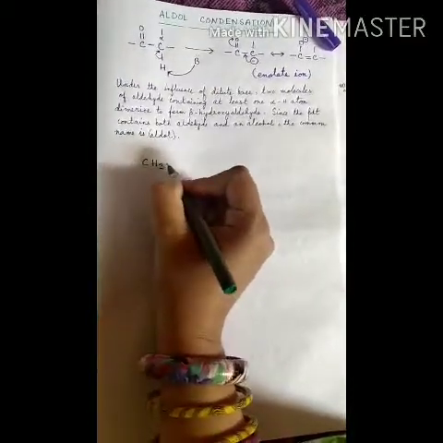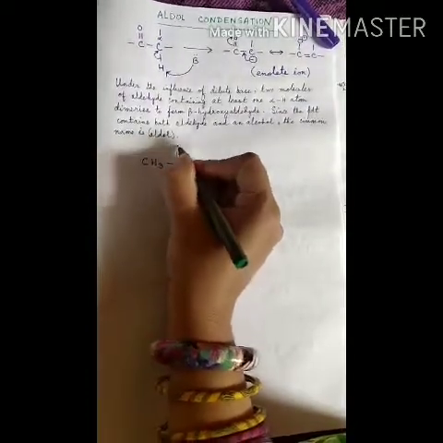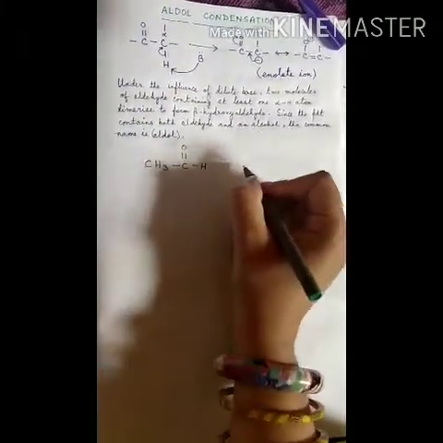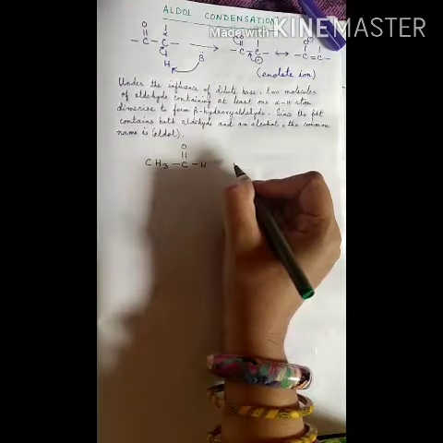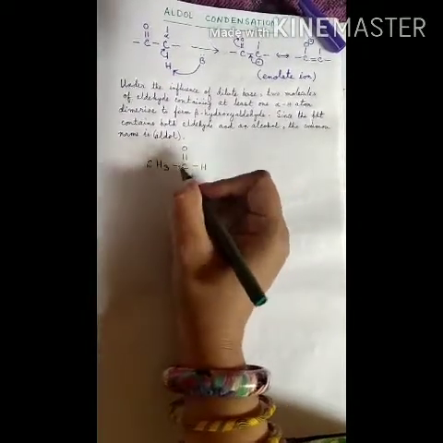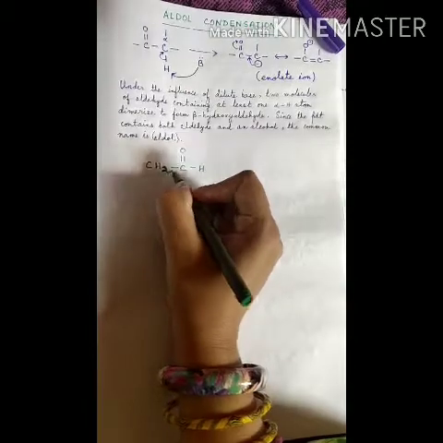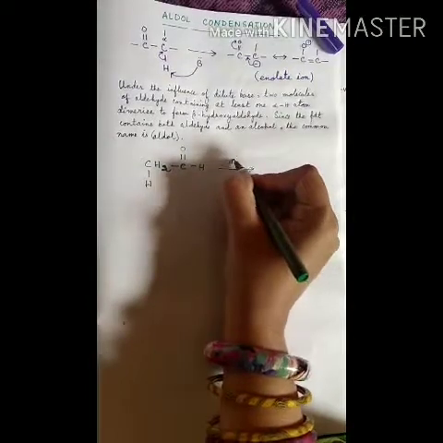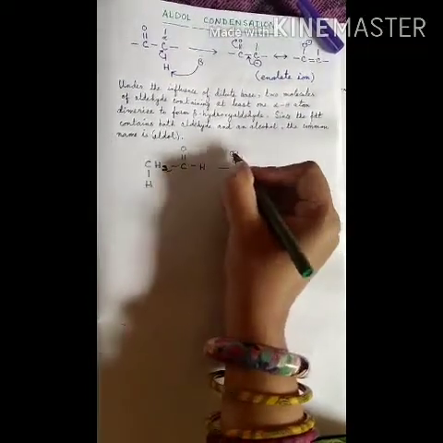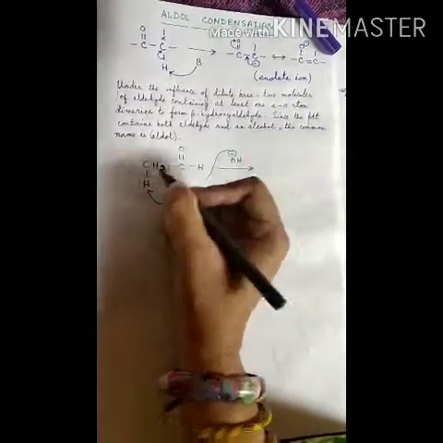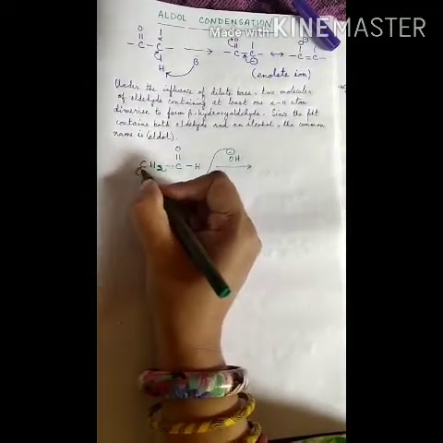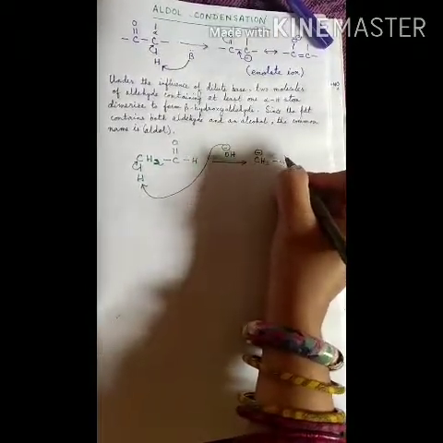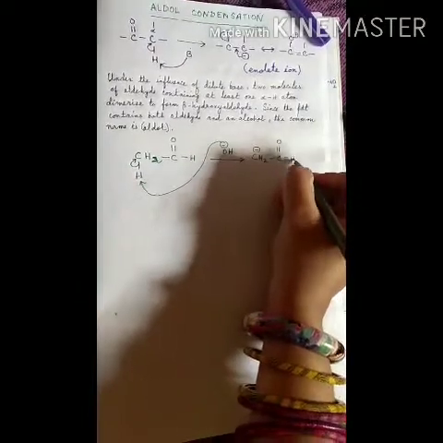CH3, C double bond O, H. Okay. Now here what happens? At first, a base is produced from here. How? If I write it in this way, CH2 and one hydrogen separately as H. What happens? We have given a base here. So from the base, the OH minus comes and attacks this hydrogen, the alpha hydrogen atom, and this anion is produced. So this is our first step.